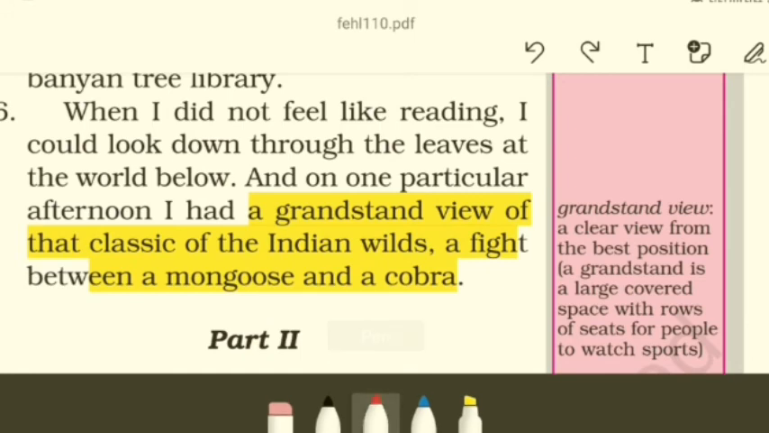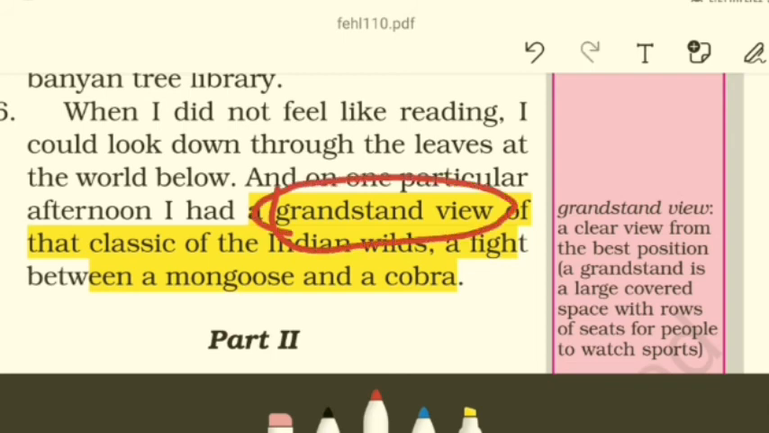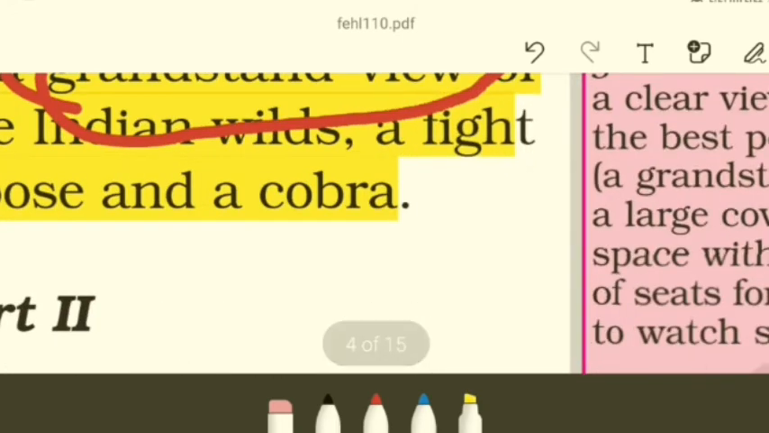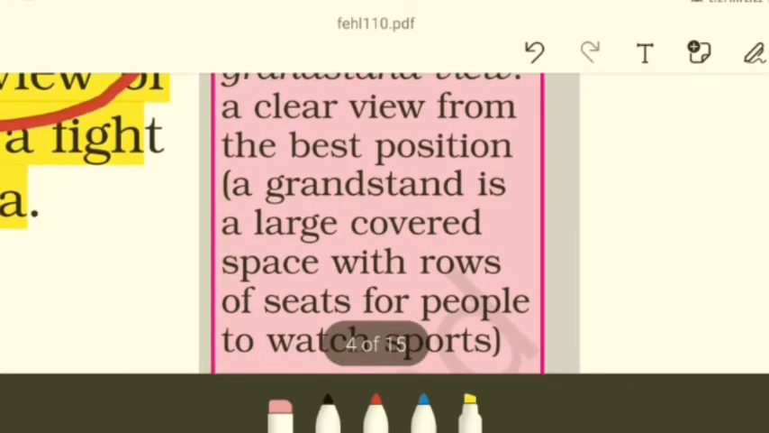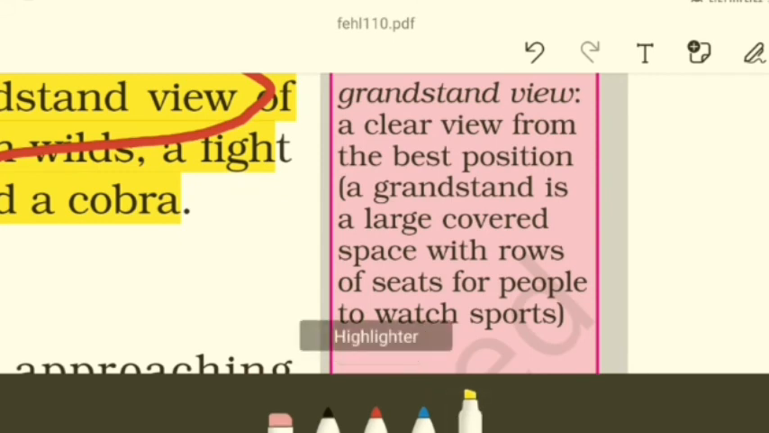So here is a wonderful phrase called a grandstand view. Let's try to understand the meaning of the phrase. Let me zoom in. The glossary has already provided the meaning. What is the meaning of grandstand view? It is a clear view from the best position. So if you are getting a grandstand view, you are watching something spectacular from a comfortable position, sitting comfortably and watching things in HD live action, in the best position possible.